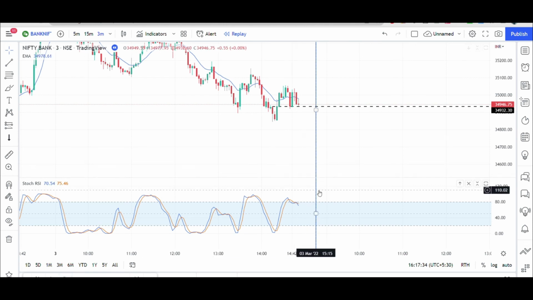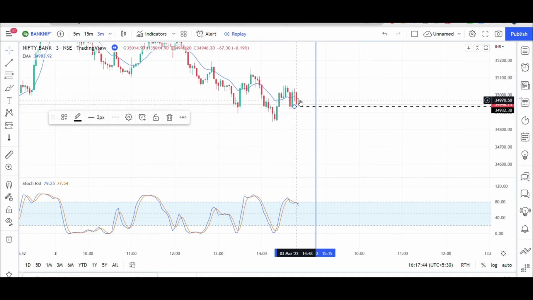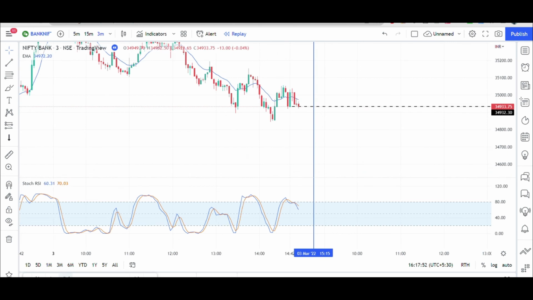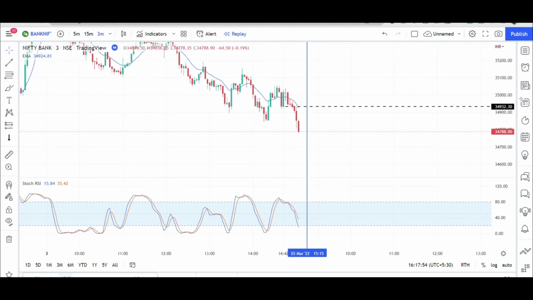And now again, would you like to enter? What do you think? Would you like to enter? I think yes. Why not? We can enter, because this candle shows the rejection from here. We can also take again 10 rupees of loss. Why not? We can enter.